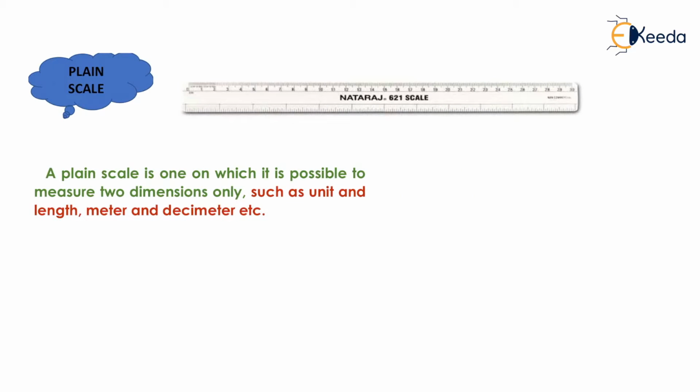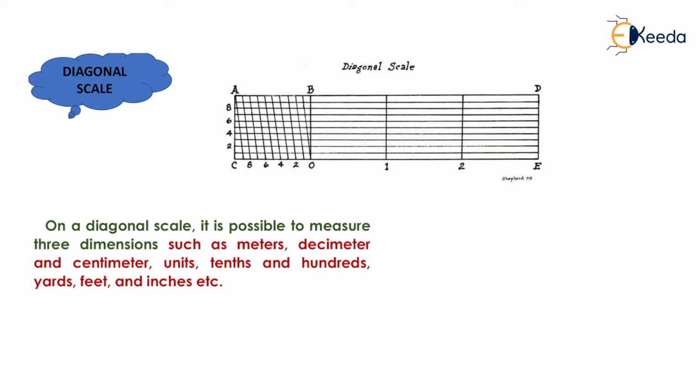Now we will see the first scale, that is plane scale, which is also known as normal scale, which you had already seen in your life, like this. Now a plane scale is one on which it is possible to measure 2 dimensions only. Now in this scale we can easily measure centimeter as well as millimeter. So in plane scale it is possible to measure 2 dimensions only, such as unit and length, or meter and decimeter, etc.